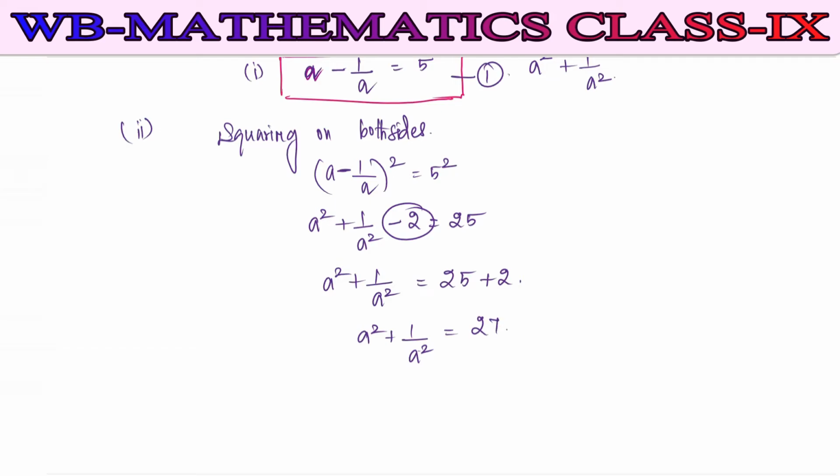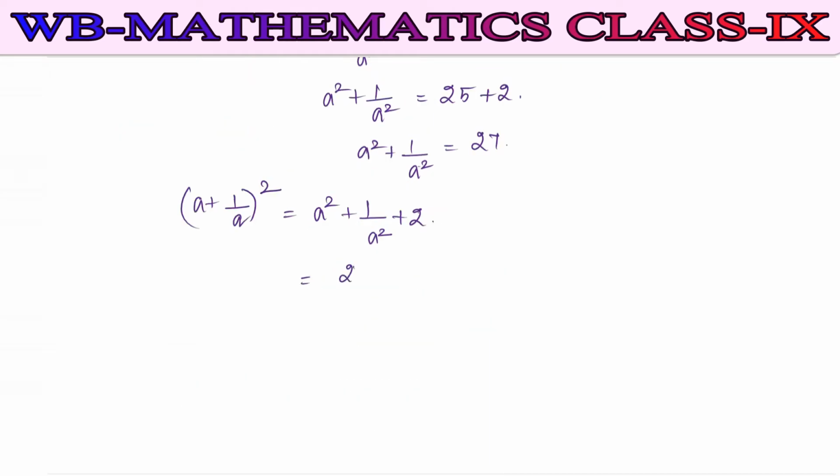Next we need to find the second sub question. It is nothing but a plus 1 by a. Directly we are not getting the answer, so we just need to take the square. When you take a plus 1 by a whole square, the formula is a square plus 1 by a square plus 2. It is nothing but 27 plus 2. So we got 29. So a plus 1 by a whole square is equal to 29.